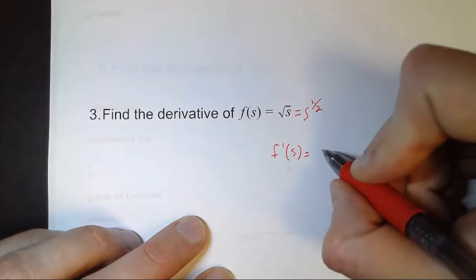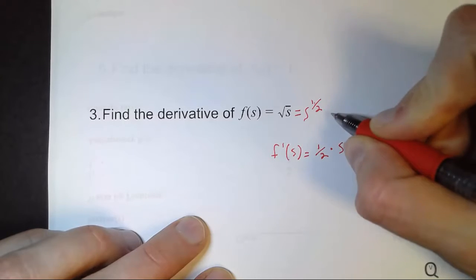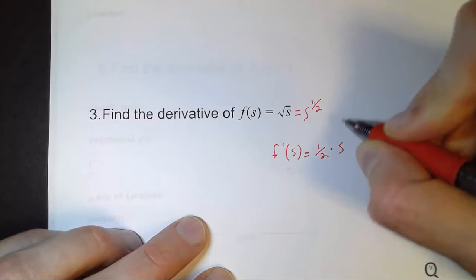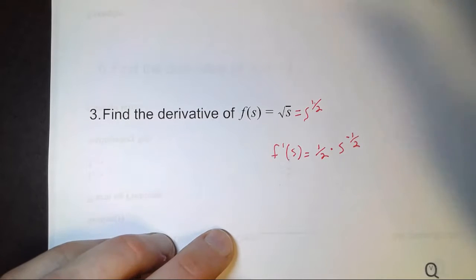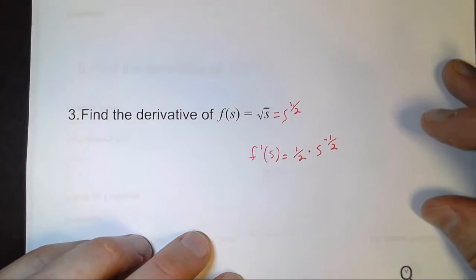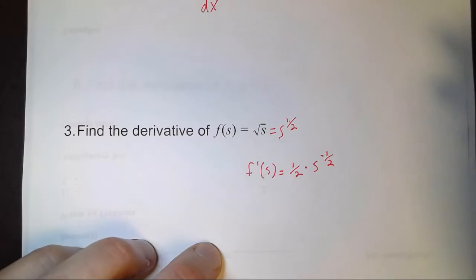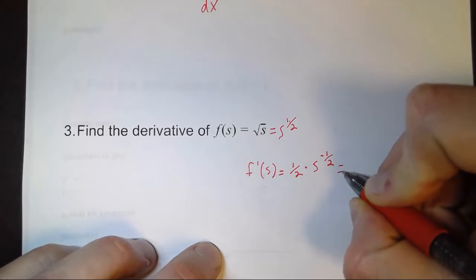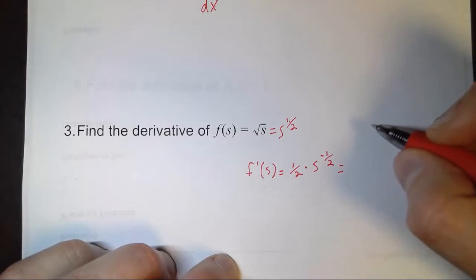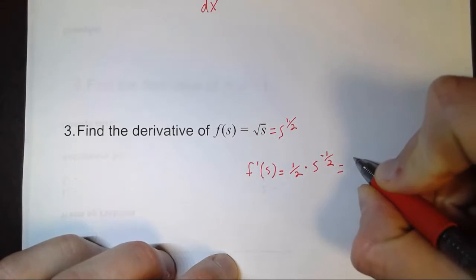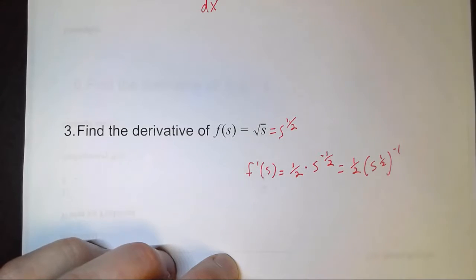So the 1/2 comes down in front times s. Now the exponent's going to decrease by 1. So when we subtract 1 from 1/2, we get negative 1/2. Now that means we have a negative exponent. So we have to resolve it like we did up here if your teacher wants an answer with whole number exponents. So that means we'll write this as 1/2 times s to the 1/2 raised to the negative first power.